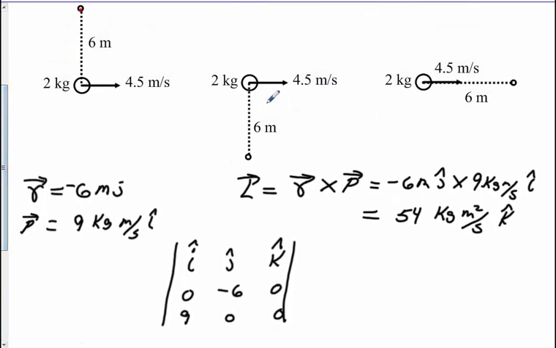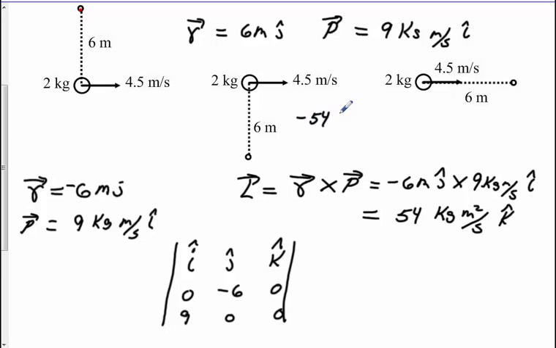All right, in problem number, this one here, again, this is going to be very similar. What's going to be the difference? Isn't the difference really going to be this? R, in this case, is going to be 6 meters J hat positive. And again, the p-value in this case is going to be 9 kilograms meters per second. And again, that's I hat there. Obviously, if we do that, in this case, we would get negative 54 kilograms meters squared over seconds. Again, that would be in the K hat.